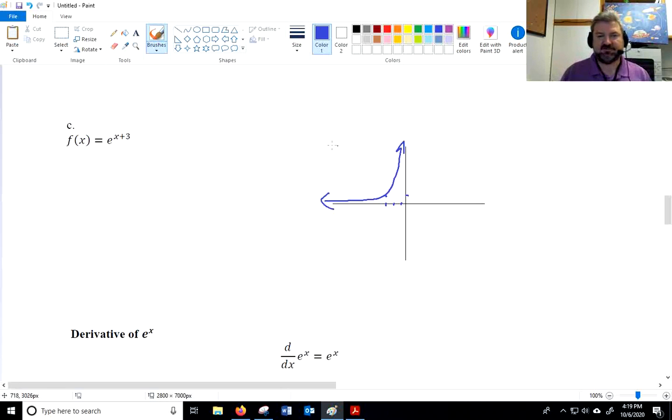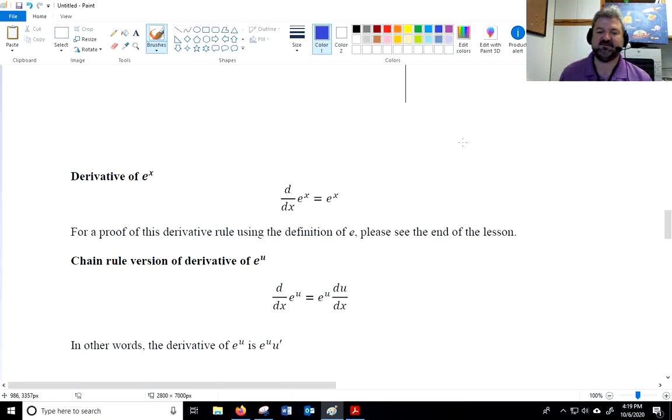All right, so now let's talk about the derivative of e to the x. The derivative of e to the x is e to the x. That's right. The derivative at any value x is the y value. In other words, the slope of the tangent line at any x value is the same as the function's value there. Quite remarkable. The derivative of e to the x is e to the x.